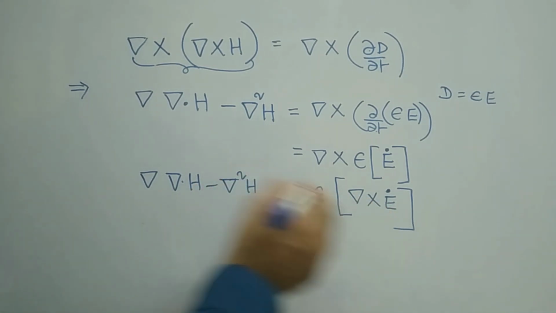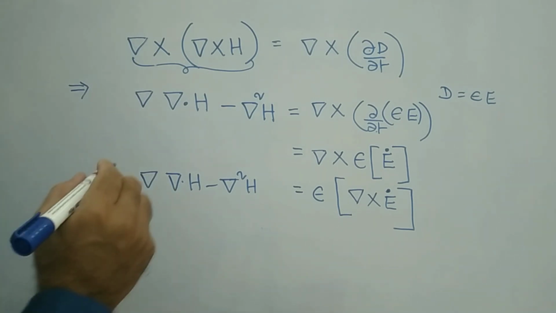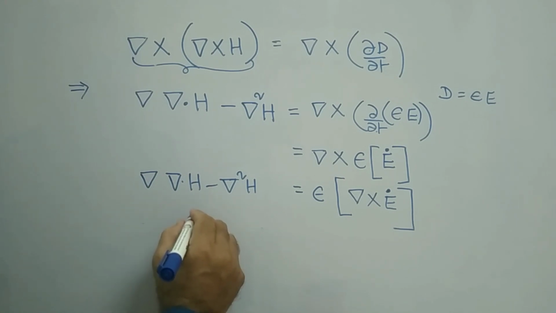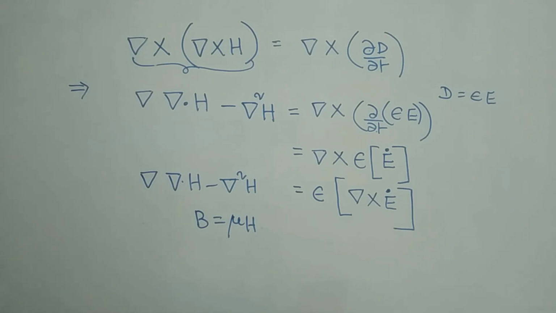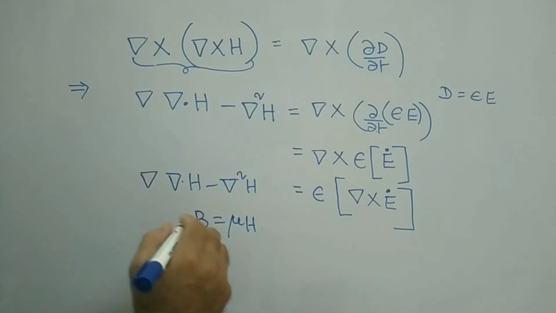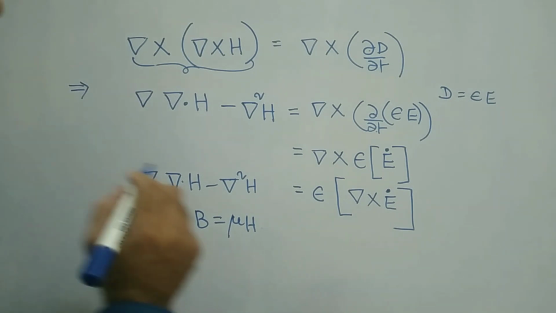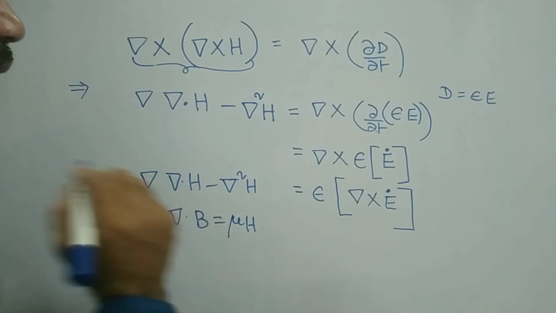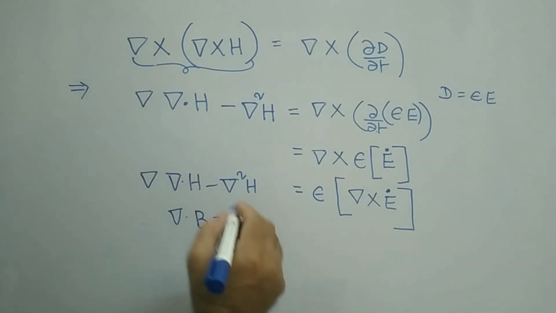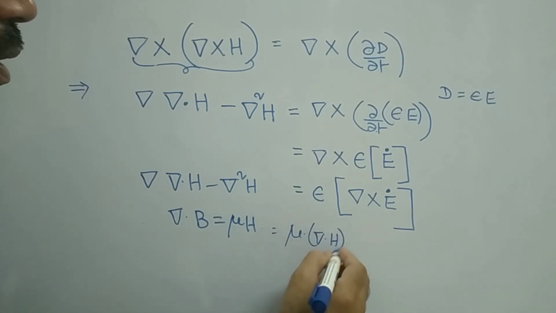In this equation, again from the definition of mu, B is equal to mu H. This is one of the constitutive relations. Therefore, if you take the del operation, del dot B, then obviously this is nothing but mu into del dot H. Is it not?